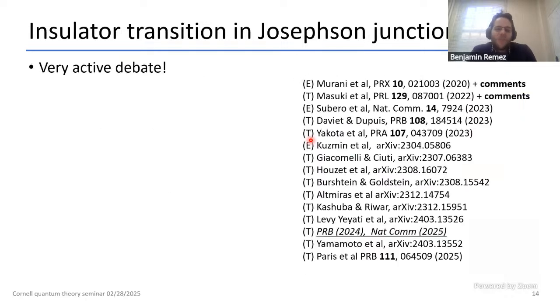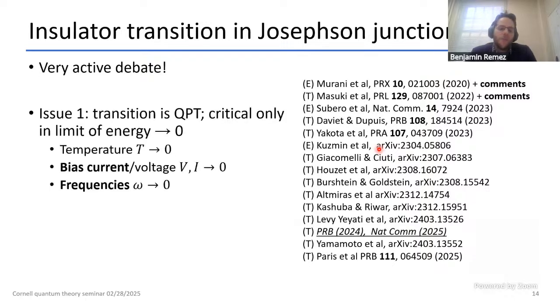Now, whether this transition can be observed in practice is actually very actively debated. So this is just some of the papers that came across in the last few years while we were preparing this work. And the reason for this argument comes down to two issues. The first one is that this is a quantum phase transition. You achieve it by tuning a parameter, not temperature.